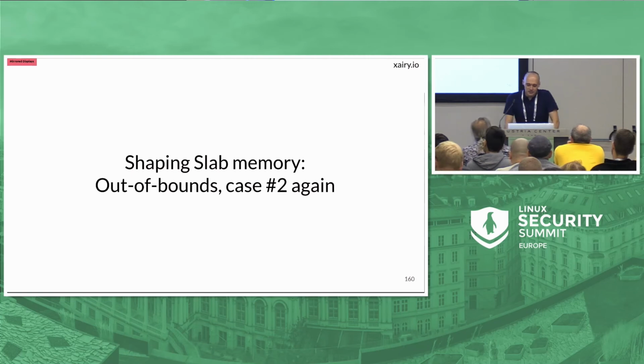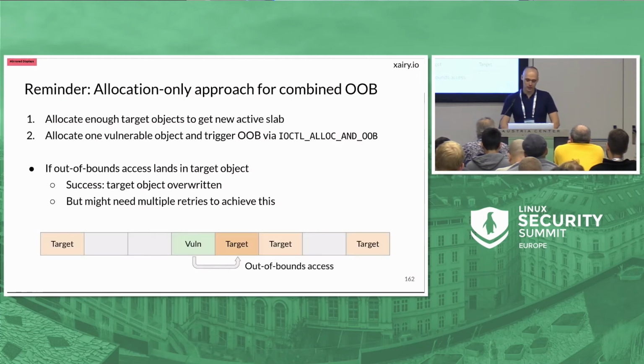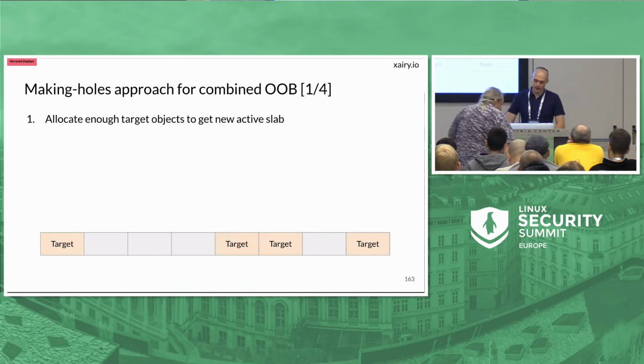And let's discuss another approach, how we can shape slab memory for an out of bounds case where we have combined allocation and out of bounds trigger. So we already discussed how to do it by just hoping that the slot that follows the vulnerable object is going to be the target object. And in this case, let's see, maybe we can do something else. Now that we know how the freeing process works, maybe we can do something better and we can do it without retrying. So I want to explain to you the making holes approach.